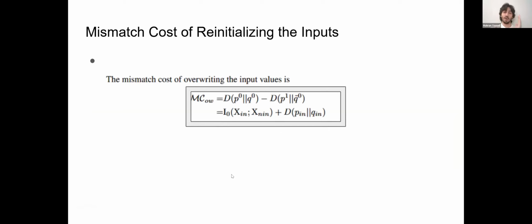And so if we apply that and we measure the mismatch cost of reinitializing the inputs, I'll spare you the algebra for time, but we get that the cost would be the mutual information between the inputs and non-inputs plus the KL divergence between the input distribution and the prior.